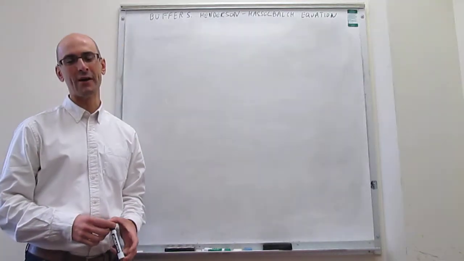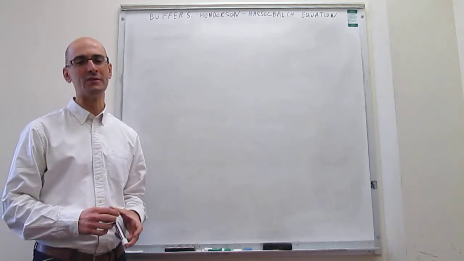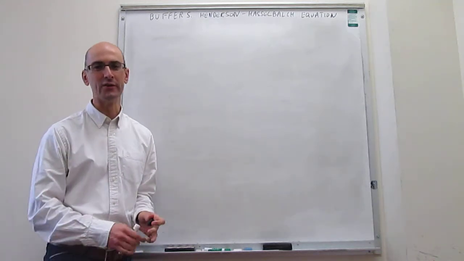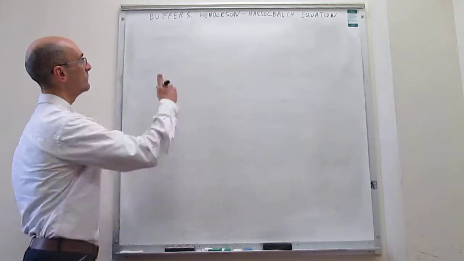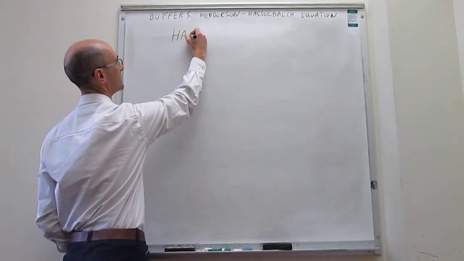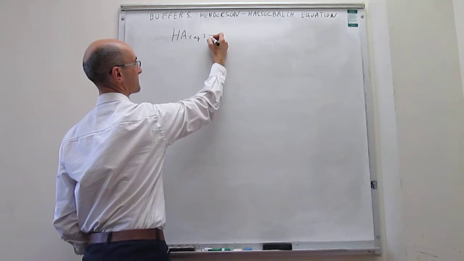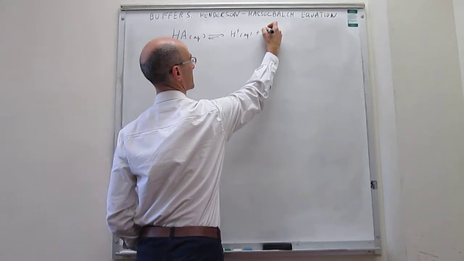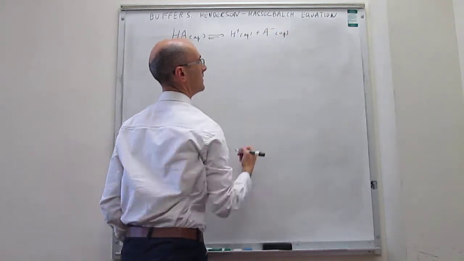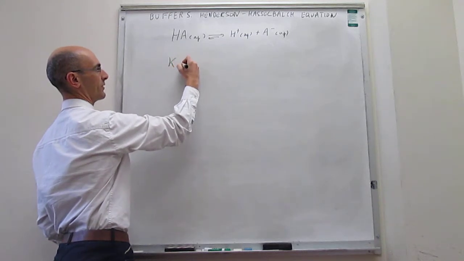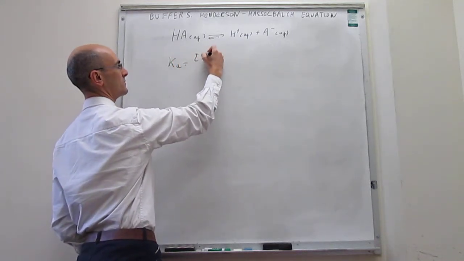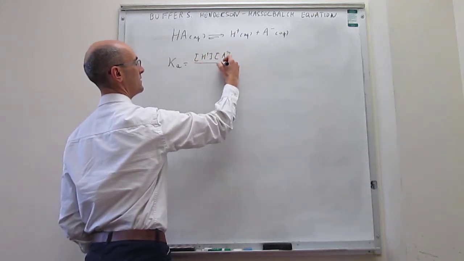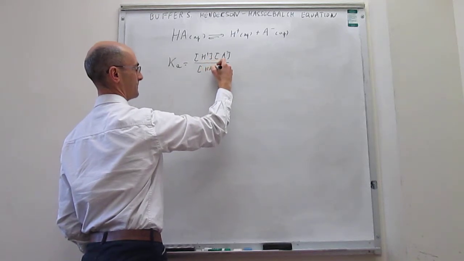In this video we describe how to derive the Henderson-Hasselbalch equation and how to apply it to calculate pH in buffer solutions. Let's consider here the dissociation of a weak acid, which is going to be generic, HA, into protons and the conjugate base. Right, this is all dominated by an equilibrium constant K sub A, which is the concentration of protons at equilibrium multiplied by the concentration of the conjugate base over the concentration of the weak acid.